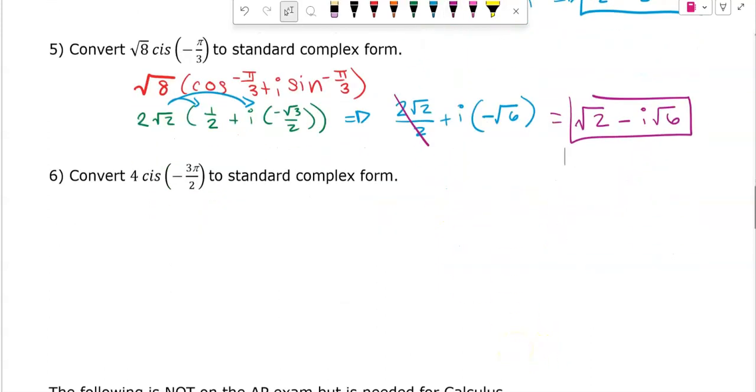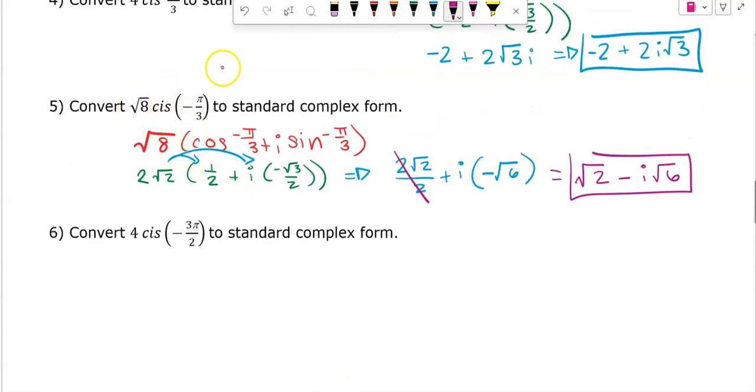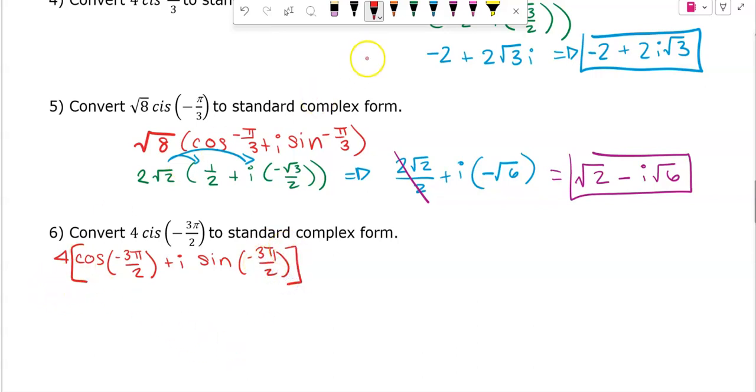All right, let's look at this last one right here. So in this one, I've got r equals 4, and the angle is negative 3 pi over 2. So that's going to be 4 cosine negative 3 pi over 2 plus i sine negative 3 pi over 2. All right, if I go ahead and put my exact values in here for what those are, cosine at negative 3 pi over 2 is 0. And then I have plus i. Sine at negative 3 pi over 2 is 1.